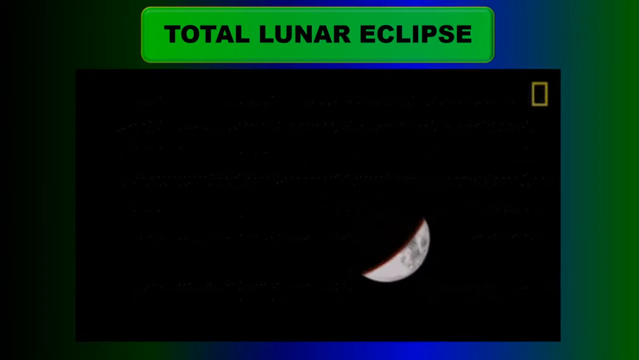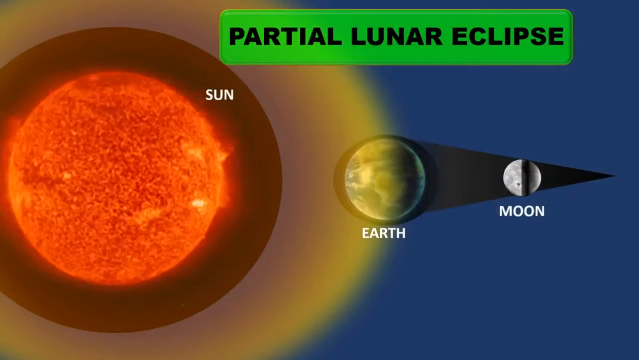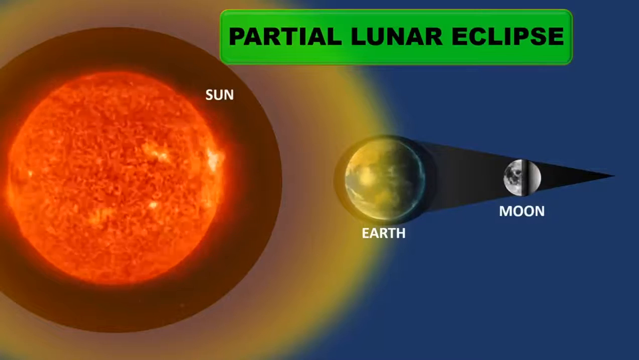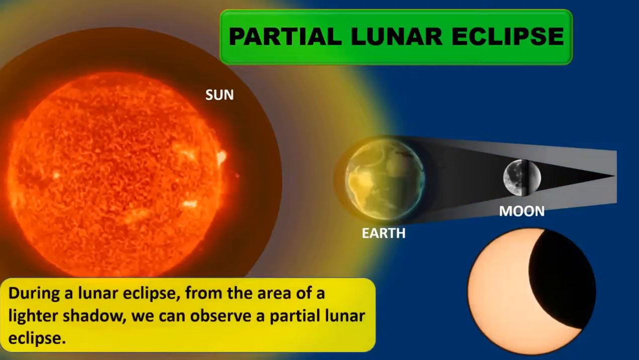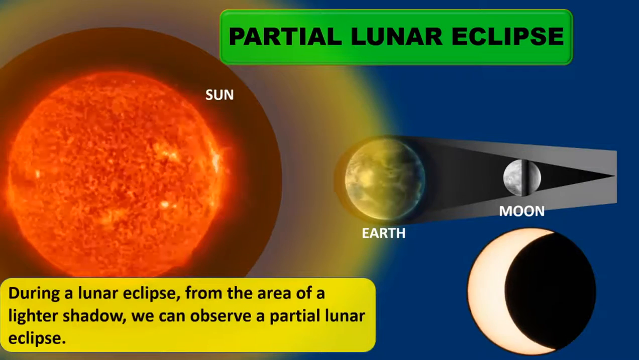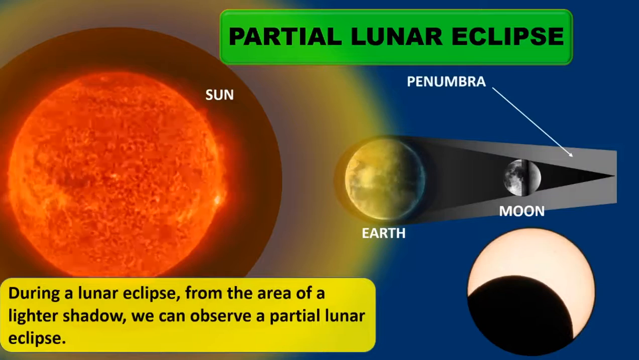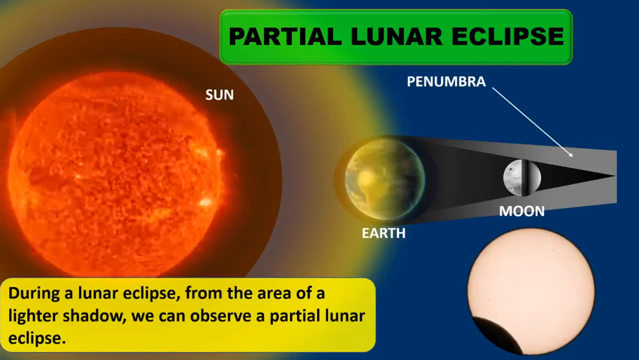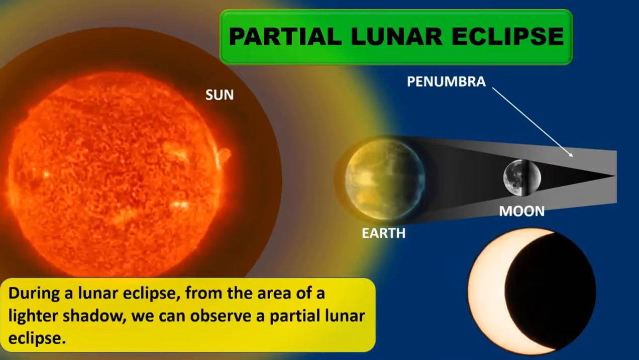The second type of lunar eclipse is partial lunar eclipse. Now students, during a lunar eclipse, if we are standing in a lighter part of the earth's shadow, or if we are in the region of penumbra, we can only see a part of the moon in the shadow. This particular condition is known as partial lunar eclipse.